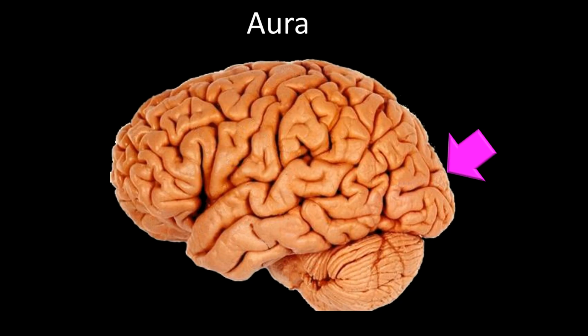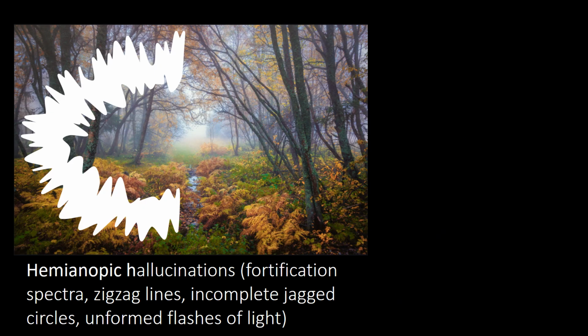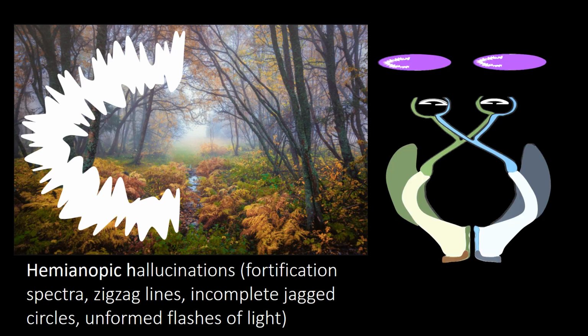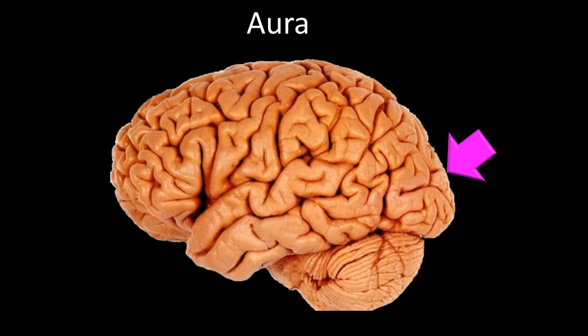When the area involved is the primary visual cortex, the aura consists of hemi-optic hallucinations that take several forms such as fortification spectra, zigzag lines, incomplete jagged circles, or unformed flashes of light. These hemi-optic hallucinations, as shown in this frame, are, as previously mentioned, the consequence of involvement of the primary visual cortex corresponding to the area indicated in this frame.